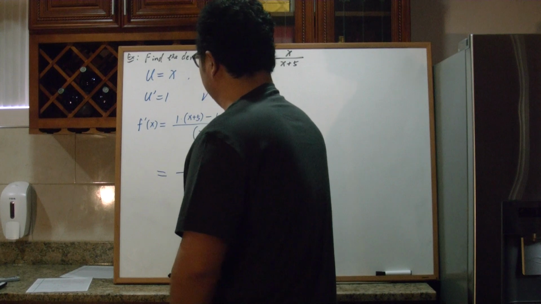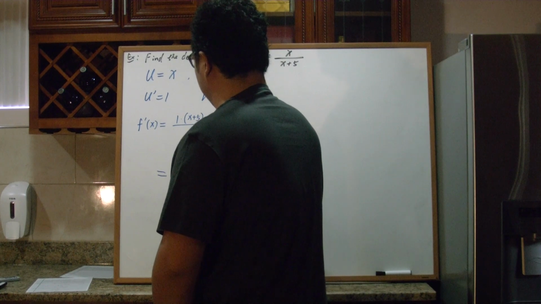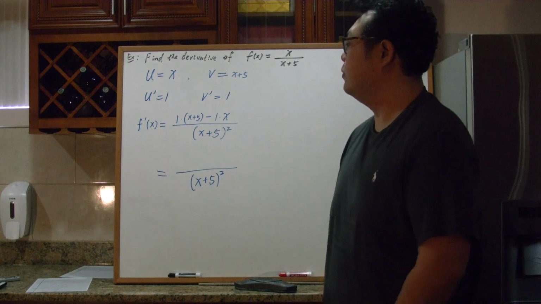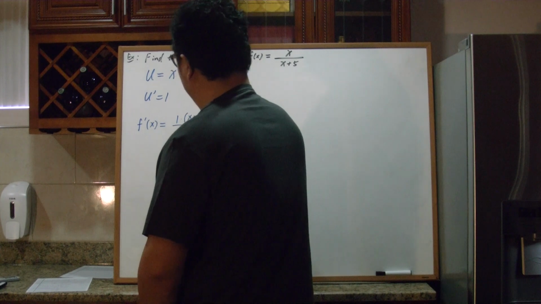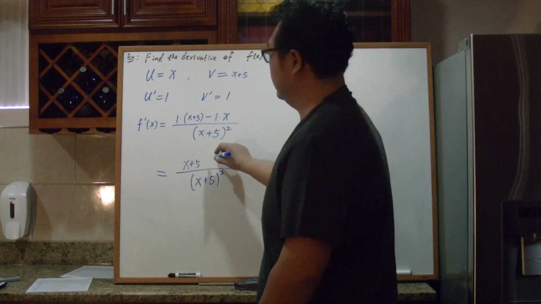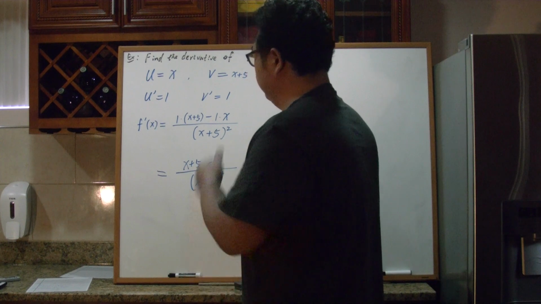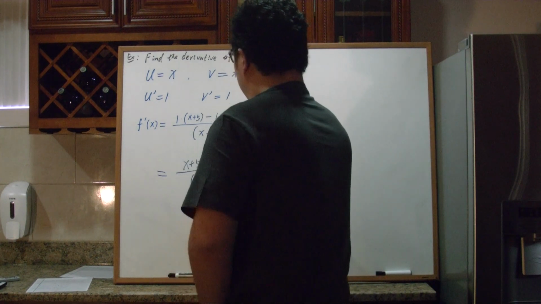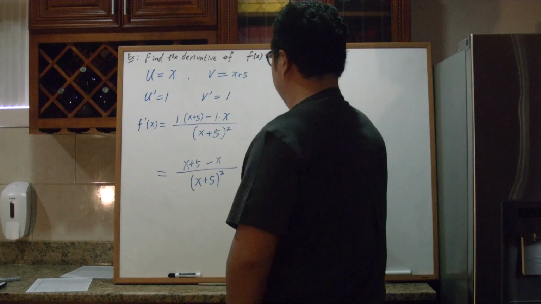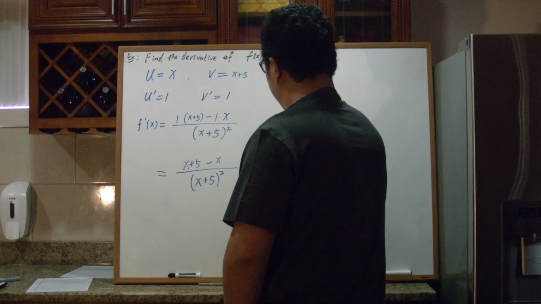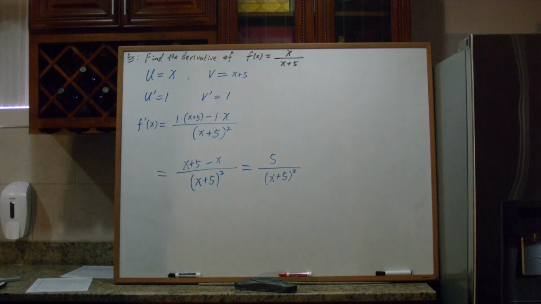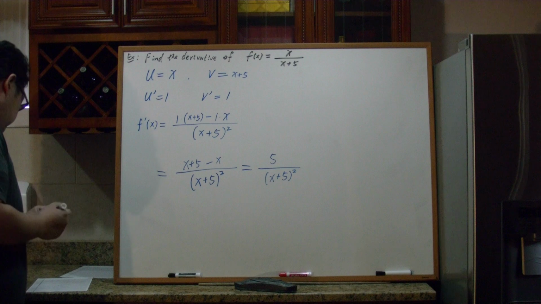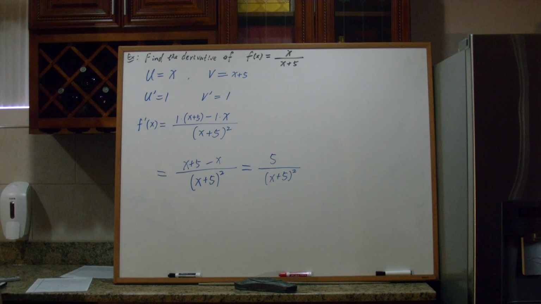The v squared still needs to be kept down on the denominator, and then u prime times v, that is 1 times x plus 5, and negative 1 times x will be v prime times u, that is minus x. What we'll get is 5 over x plus 5 squared. That's what we get for the quotient.